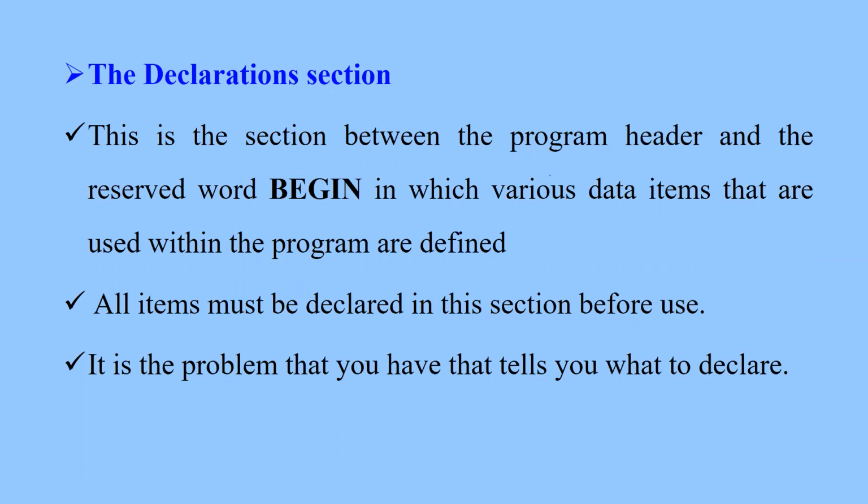If, for example, you are going to calculate the area of a circle, it means you require the radius and you require the area. So that will tell you that you need to declare two things. You need to request the compiler to set certain memory locations aside, one memory location being for the radius, the other one being for the area.